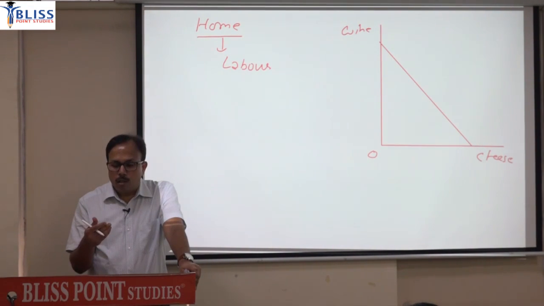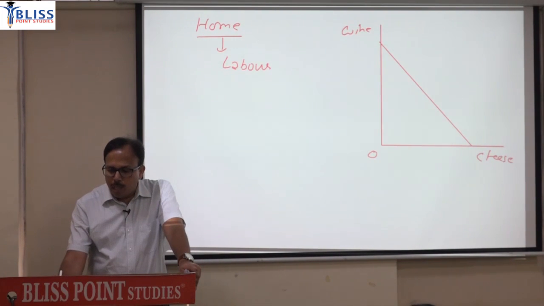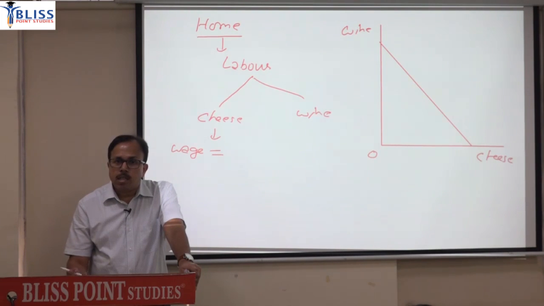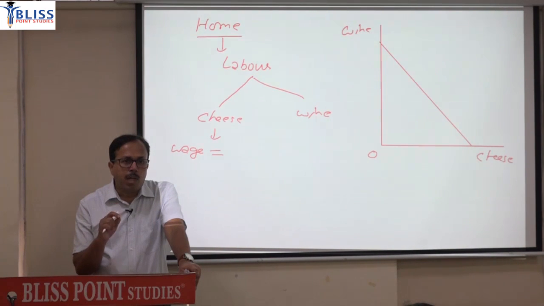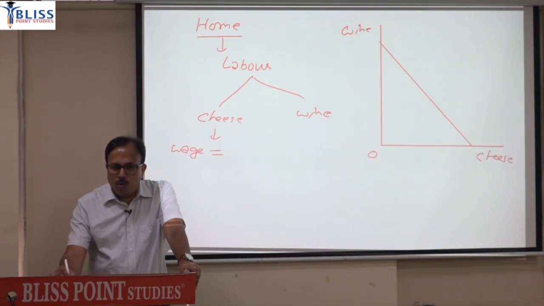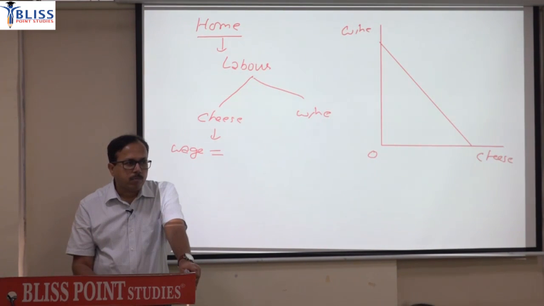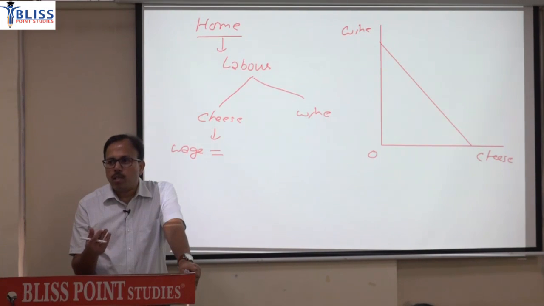Now the question is, what determines the wage in cheese and what determines the wage in wine. So labor can move to produce cheese or labor can move to produce wine. That will depend upon wage in cheese and wage in wine. Now the question is, what is the wage in the cheese sector? I said all old theories assume that the market is perfectly competitive. Under perfect competition, wages paid to the worker will be according to their marginal product.